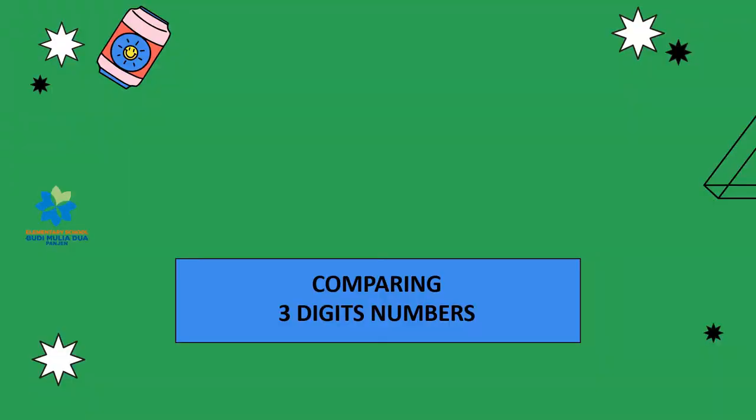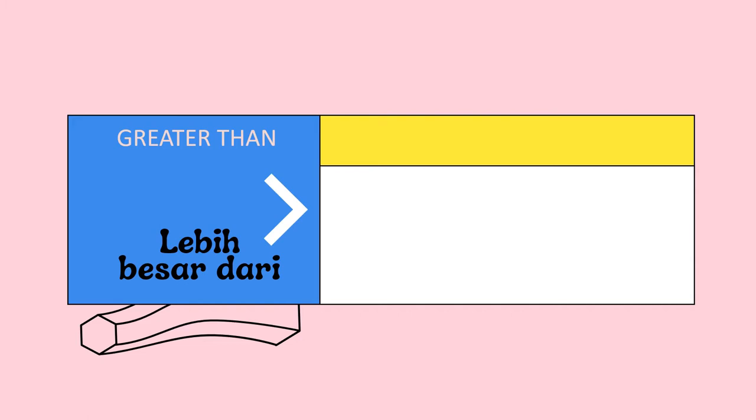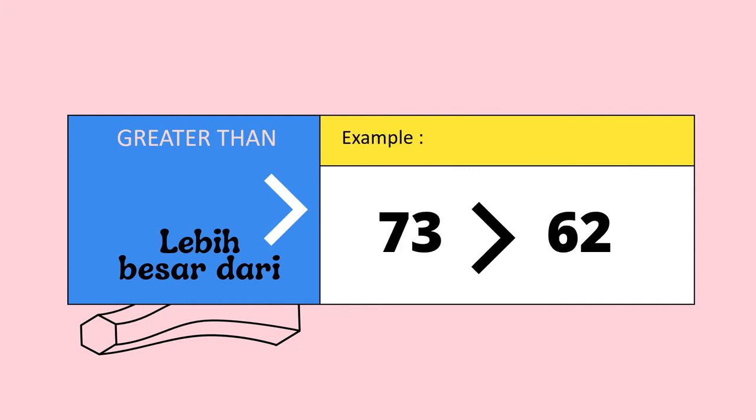And next, comparing 3-digit numbers. We will learn greater than, lebih dari, equal to, sama dengan, and less than, kurang dari. In greater than, atau lebih besar dari, example, 73 greater than 62. 73 lebih besar dari 62.